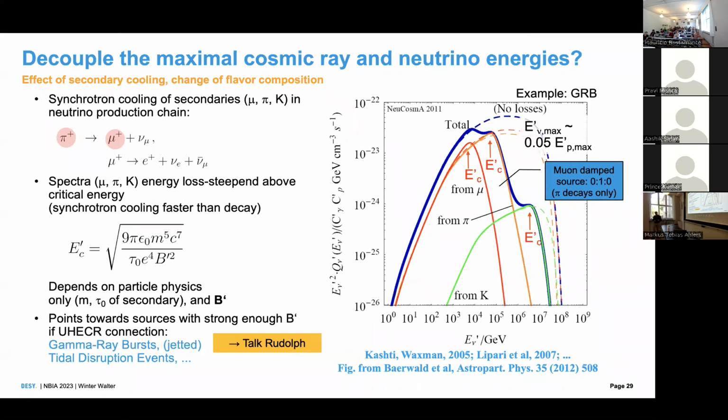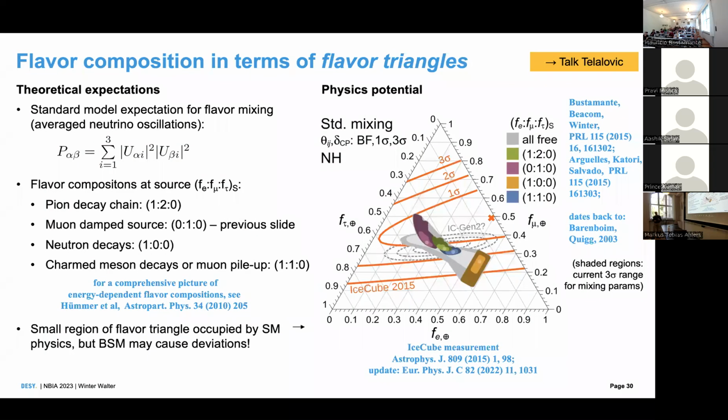Now, this flavor composition is also interesting because you can use it to test the physics of the source. Sometimes there are these ternary diagrams shown here, which were actually invented by Gabriela, who was giving the other lecture, and Chris Quigg in 2003. There you see the Earth composition of the neutrinos.